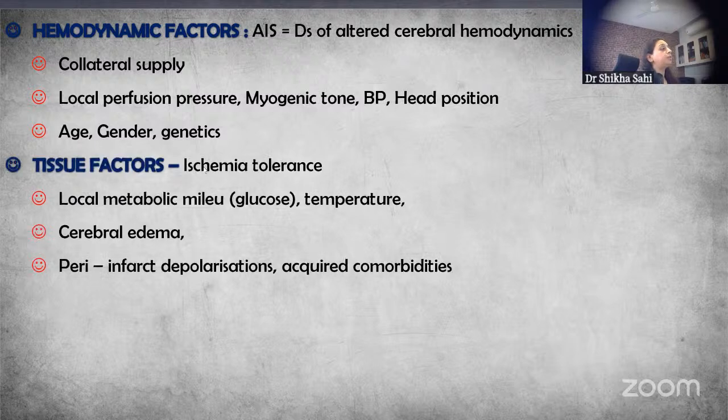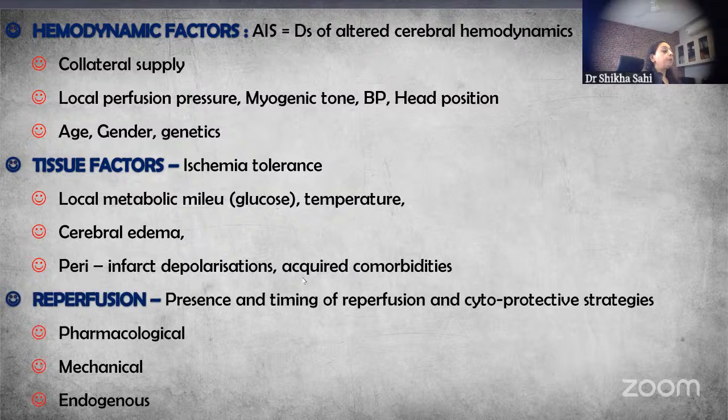The tissue factors: how much is the tolerance of the tissue to ischemia? What is the local metabolic milieu, temperature, cerebral edema, has it set in? How are the peri-infarct depolarizations, any acquired comorbidities which are affecting the tissue recovery, and reperfusion strategies, whether you have instituted, was there a time for pharmacological reperfusion like thrombolysis, mechanical thrombectomy, or the spontaneous endogenous recanalization of the vessels.